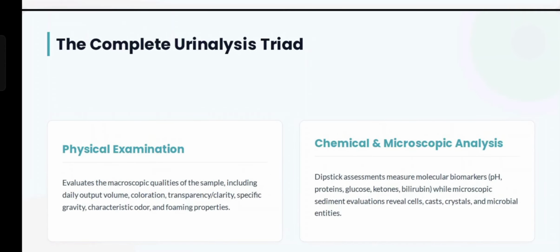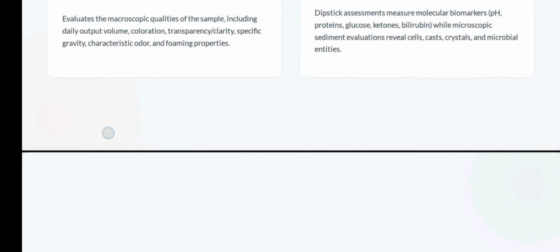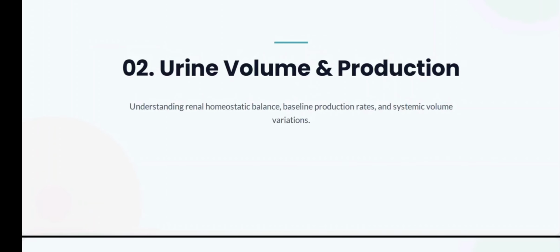Urinalysis consists of three parts: physical examination, chemical examination, and microscopic examination. Physical examination studies volume, color, clarity, specific gravity, odor, and foam. Chemical and microscopic examinations provide further details about urine composition. Urine volume and production: understanding renal homeostatic balance, baseline production rates, and systemic volume variations.